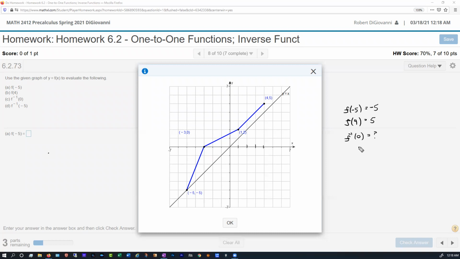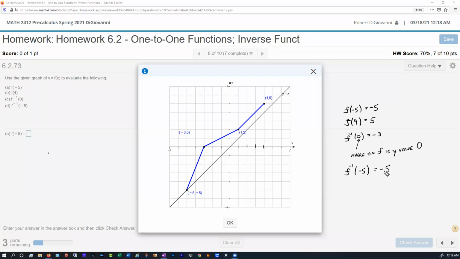So what we're trying to see is, this right here is saying where on the original function f is the y value 0. So look at this, where on this blue function is the y value 0, and that happens right here. And that's the point -3, 0. So that means that 0 goes to -3 through the inverse function. And then the last one is, what is f inverse of -5? Again, this is saying where on the original function is the y value -5, and that happens here. And so the corresponding x value to that is -5.